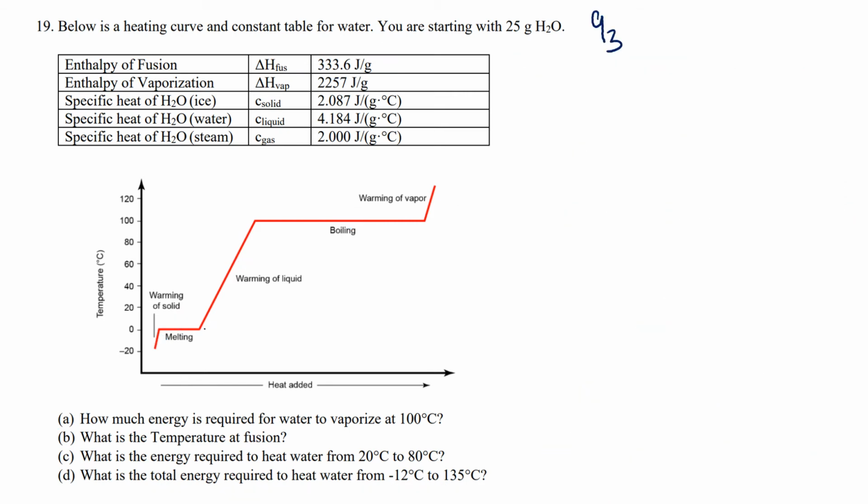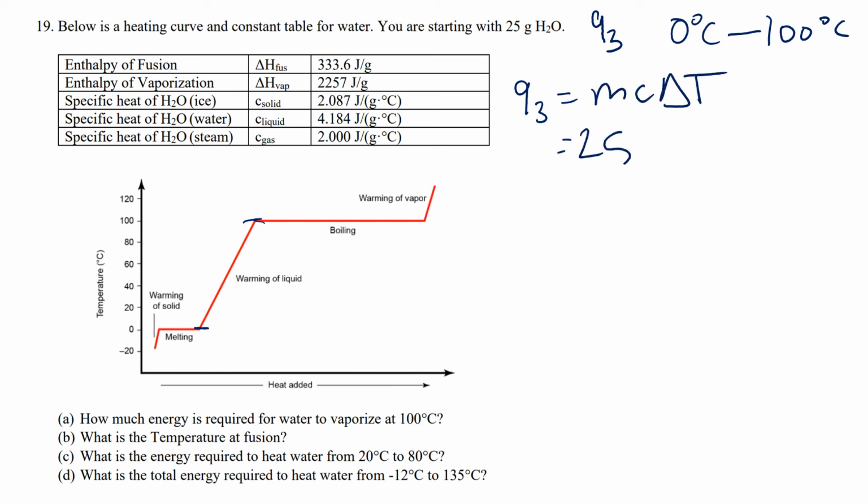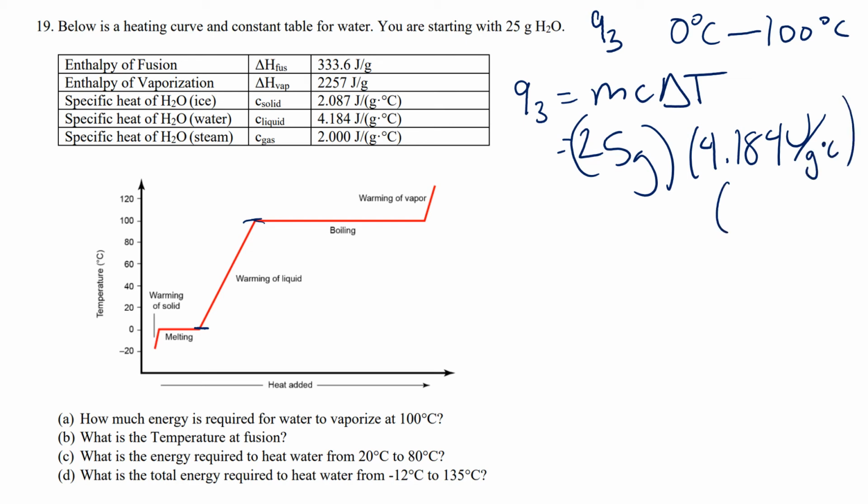Q3 is when we're going from 0 to 100 degrees Celsius. So we need to use mcΔT when it's in the liquid phase. So that's going to be 25 grams times 4.184 times 100 minus 0, which is 100. So Q3 is equal to 10,460.